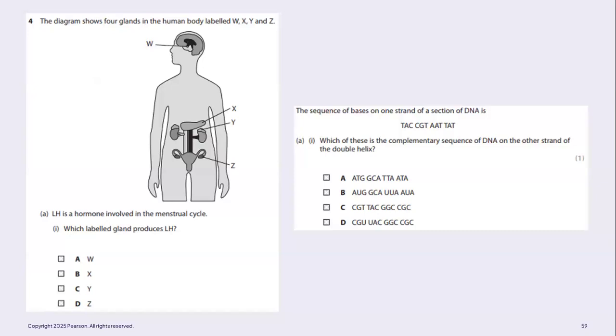So an example of a multiple choice question: which labelled gland produces luteinizing hormone? That's fairly straightforward. Then we've got a question on a section of DNA. So that requires more analysis of different parts of knowledge. First of all, they need to know the structure of DNA and know the complementary bases. Then they need to know which base is complementary with which, and then they can identify the answer.